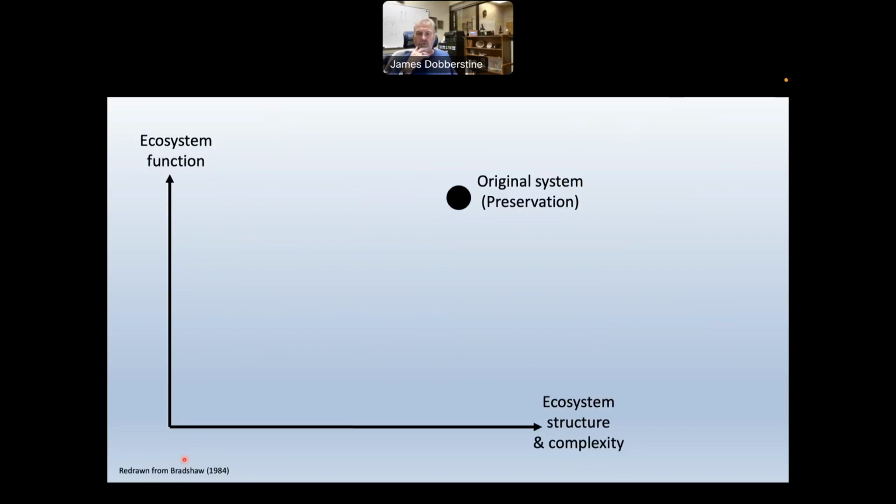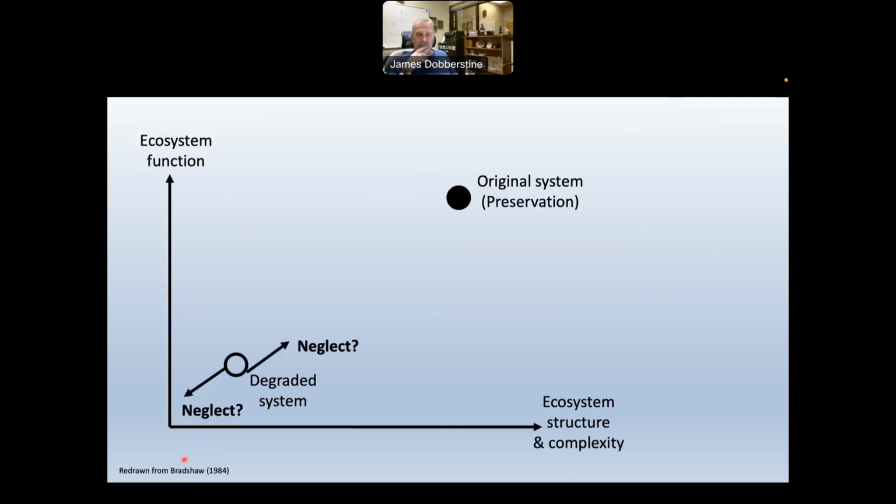So if we look at this graphically, you've got function and structure and complexity, and the objective is that, with restoration, you're taking the degraded system and trying to make it function and resemble the original system. Which, if the original system was there, we'd just be trying to preserve that system. But in the event that system is impacted or destroyed outright, then we want to take that degraded system and try to get it to move forward.